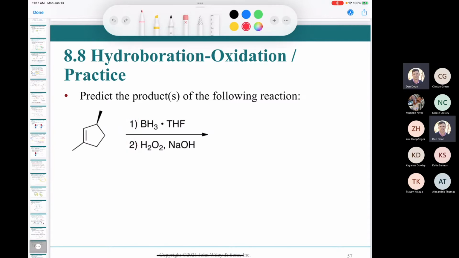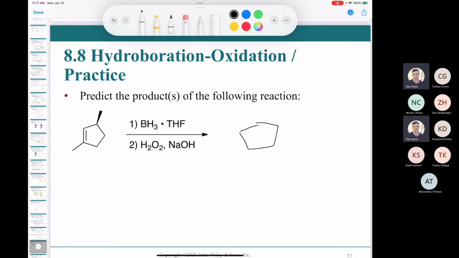It's not the rich getting richer. It's this carbon that's going to take the hydrogen and this carbon that's going to take the hydroxyl. So let's pencil in what it will look like. Start by drawing our 5-membered ring. Oops, that's not a very good 5-membered ring. There we go. That's a little better.